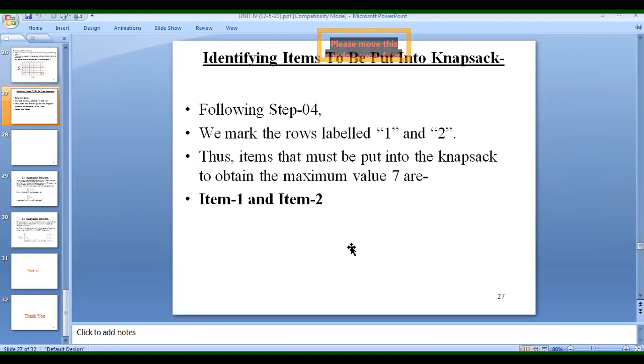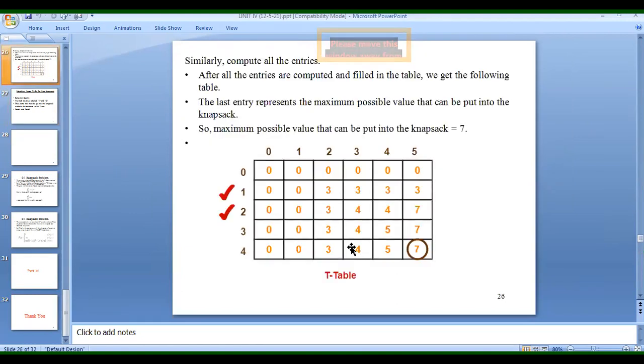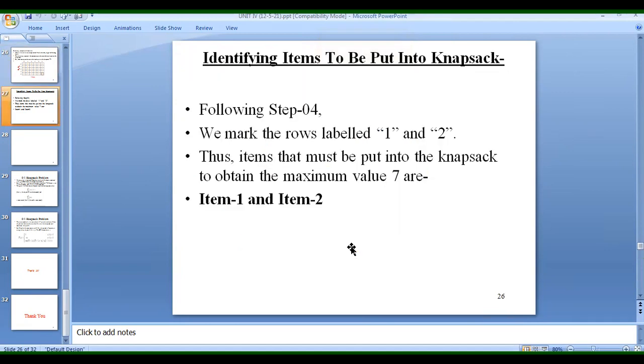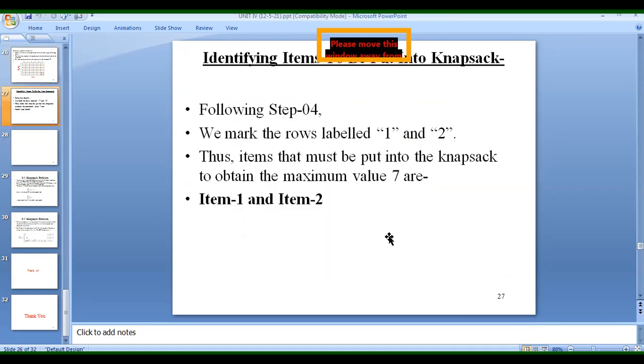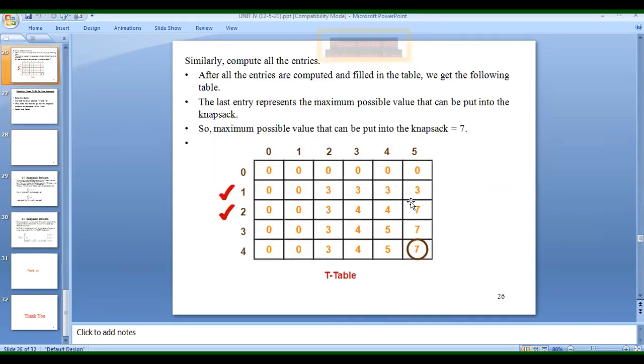So following steps, that is step 04. From step 04, we mark the rows labeled 1 and 2. So the first row and second row, these rows we are marking. These items that must be put into the knapsack to obtain the maximum value 7 are item 1 and item 2. You can place them to get the maximum value 7.